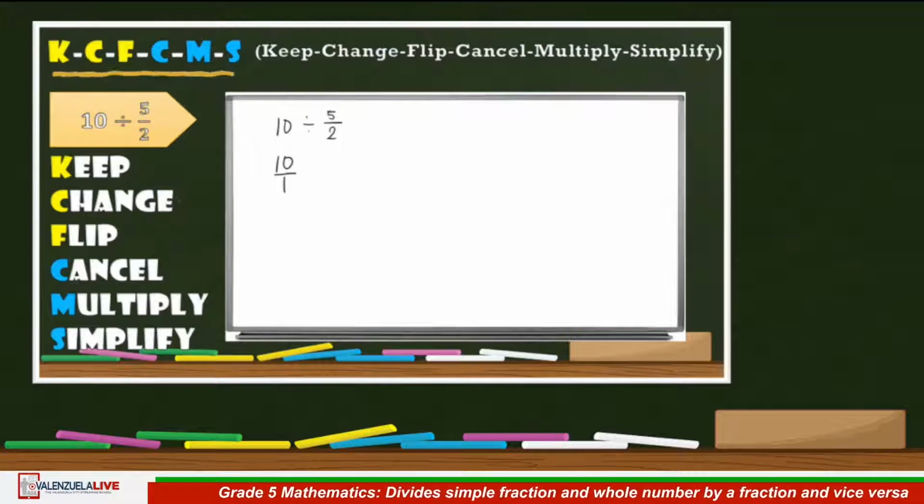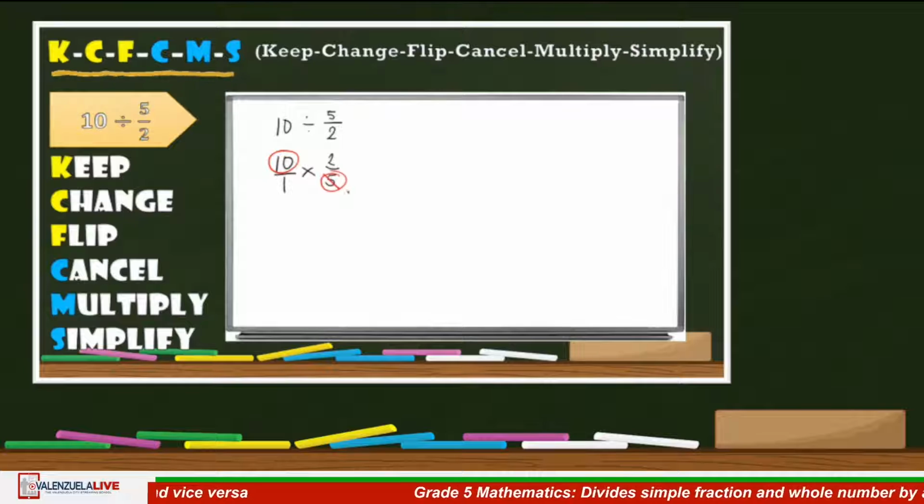And then change the division symbol to multiplication. Then, flip the divisor. Our divisor is 5 over 2 or 5 halves. So, we can flip this to 2 over 5. Now, use cancellation if possible. As we observe, there is no common factor between 1 and 2. And 10 and 5 have a common factor. The common factor of 10 and 5 is 5. So, 5 divided by 5 is 1. 10 divided by 5 is 2.